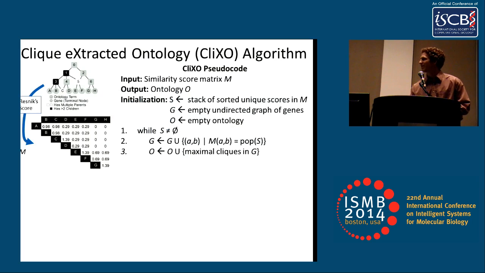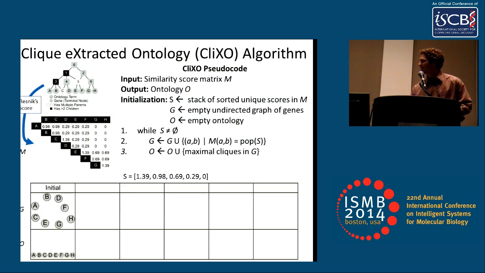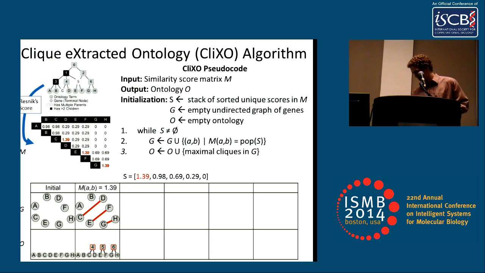So this is all the information on the last slide, but now I've got space to show you Clixo in action down here. We've got this stack S, we've got this empty graph G, and this empty ontology O, which we'll be adding terms to. So at the first step, we take the top of the stack, which is 1.39, and we add all the edges in M which have a value of 1.39. That's these 3 edges here, each of which makes its own maximal clique, which you can see corresponds to known cliques, or known terms rather, in the original ontology.